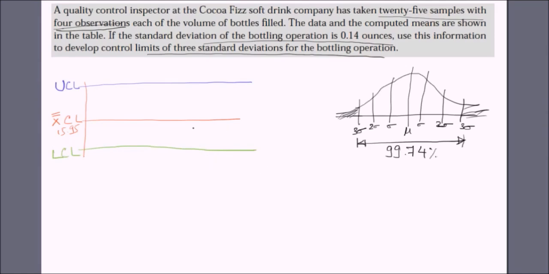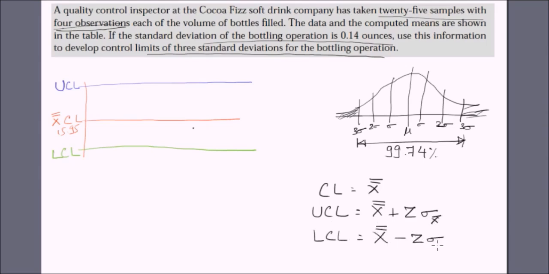Now we have the central line at X double bar. We have the upper control limit. The formula is the mean plus Z times sigma X bar. Similarly, for the lower control limit, the formula is X double bar minus Z times sigma X bar.